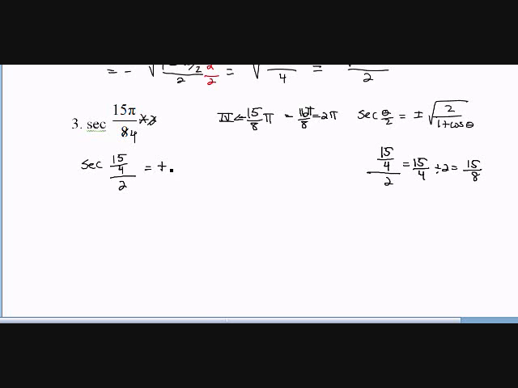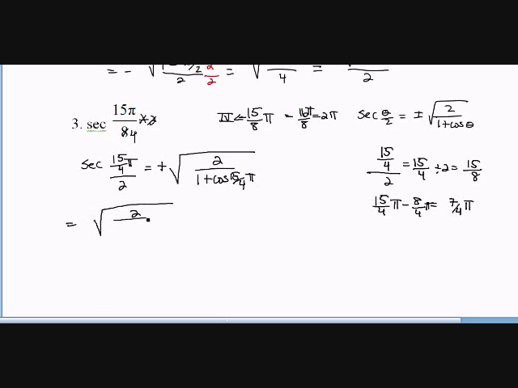So this is going to be plus the square root of 2 over 1 plus the cosine of 15 pi over 4. Again, 15 pi over 4 is not one of those angles that I know. So a coterminal angle of 15 pi over 4, if I subtract off 8 over 4 pi, I get 7 over 4 pi, and that's in the fourth quadrant, so now I'm good.